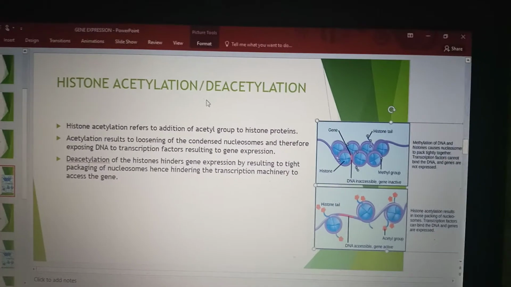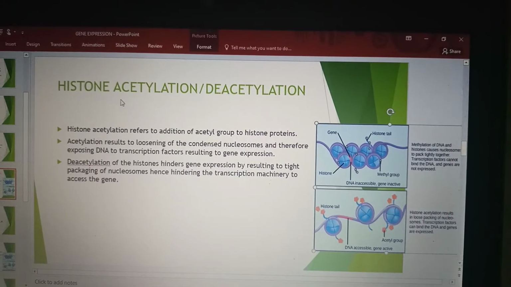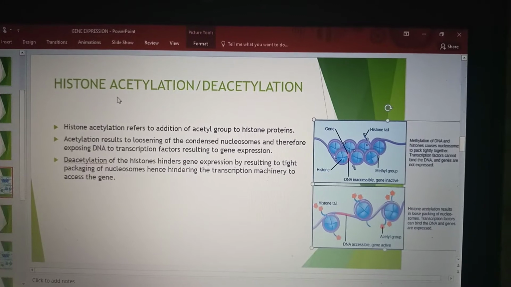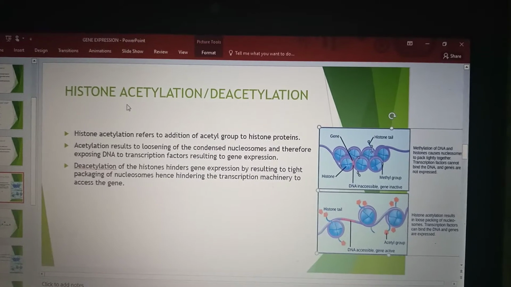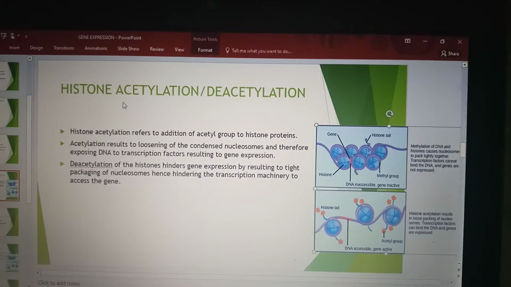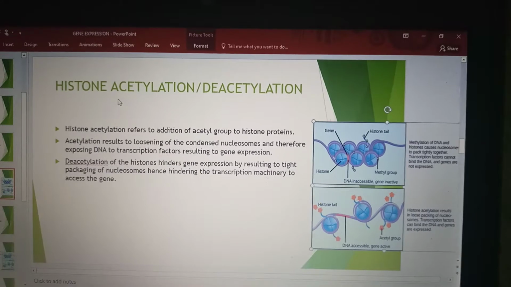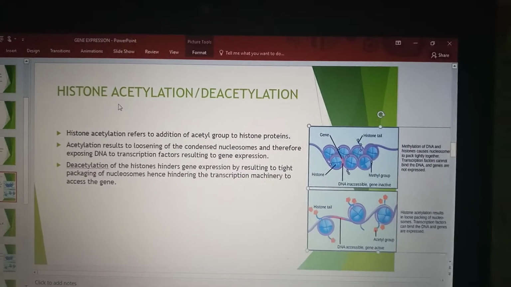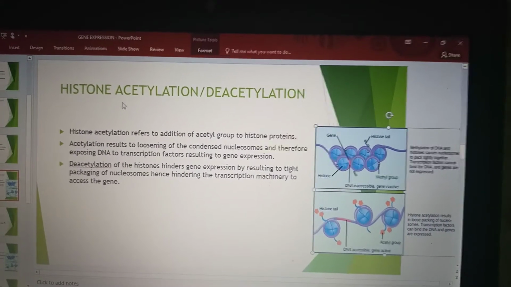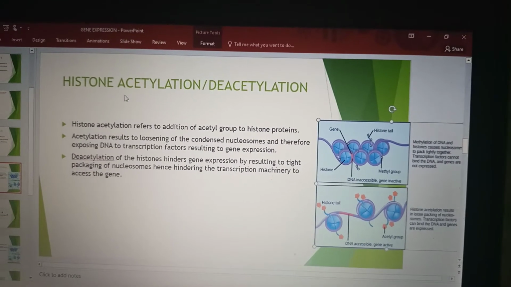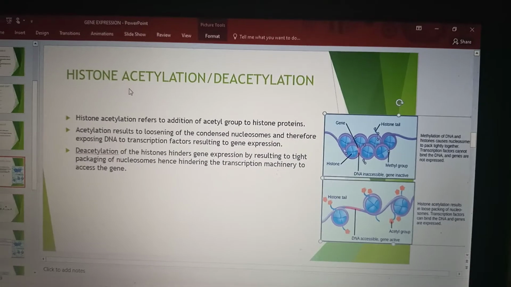When you add acetyl groups, you alter the charge on the histone molecule, converting it from positive to neutral. This affects the force of attraction between histone and DNA, which was there before, positive and negative. Now it is neutral and negative, so it affects the force of attraction, resulting in loosening of nucleosomes. After the nucleosomes have loosened, the gene, or the DNA, will be exposed for transcription to take place.